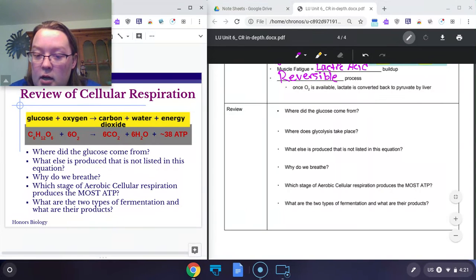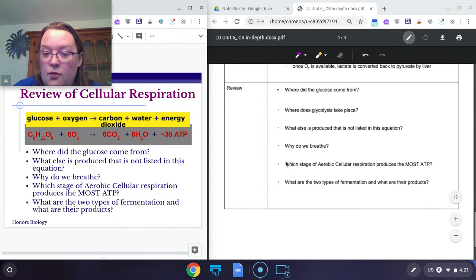All right. Number 3, what else is produced that is not listed in this equation? Well, what else is made are your electron carriers. We never talked about those. Those aren't listed in the equation. So you also make electron carriers. Number 4, why do we breathe? Well, we breathe to get the oxygen that's required to do cellular respiration so you can make energy. That's why we breathe. Number 5, which stage of cellular respiration makes the most ATP? The most ATP comes from the electron transport chain. That process creates roughly 34 ATP.